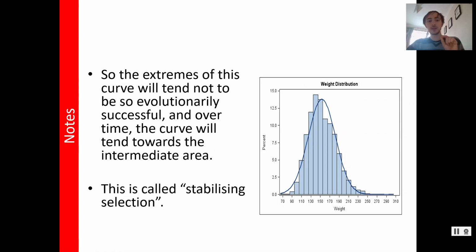So, stabilizing selection is the first type of selection pressure we need to know. Some types of selection pressure lead to the average being selected for, average being best. And what should happen, as we said, is the curve should tend towards the intermediate area. So take down the notes there.